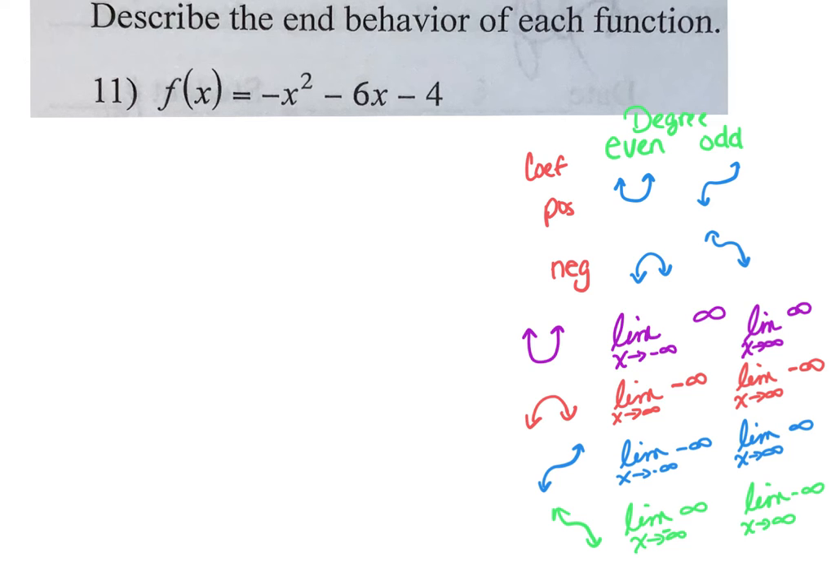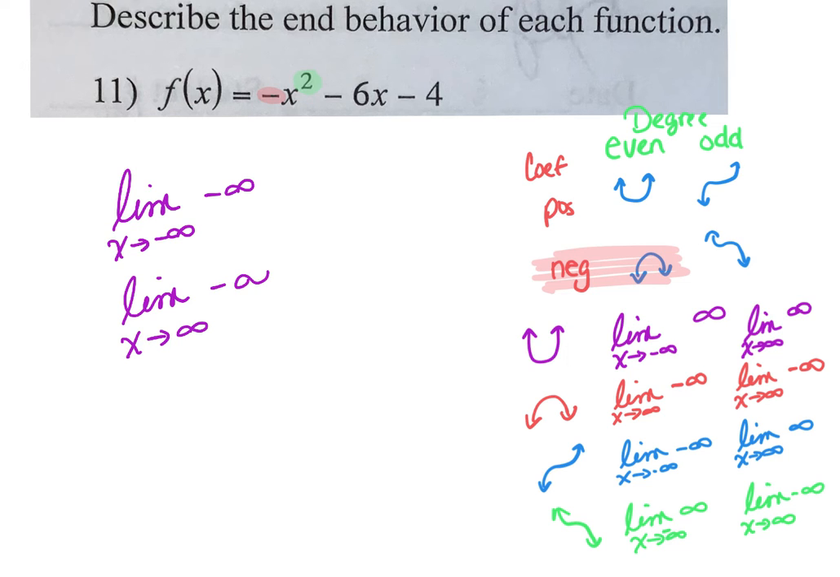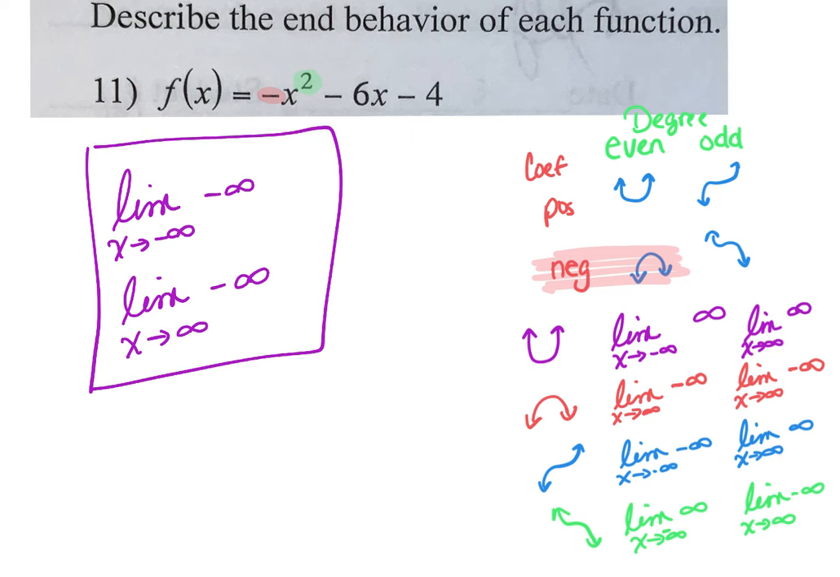So this particular one, is it even or odd? Well, that is even, right? And then positive or negative, well, that is negative. So it's going to be even and negative, which is this one right here. So I'm going to say then my limit as x is going left is going to be down, and my limit as x is going right is also going to be down. And so that would be my answer here.